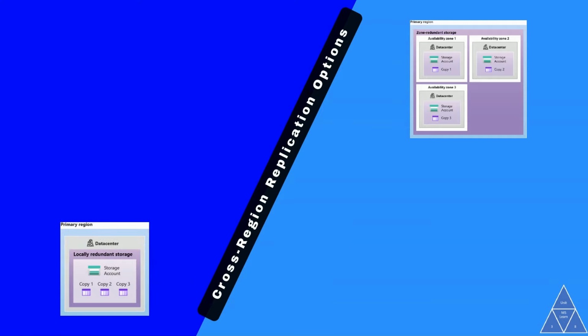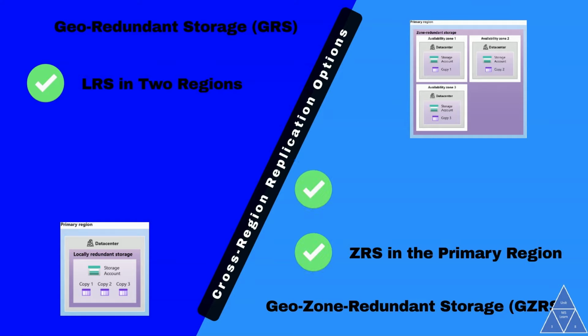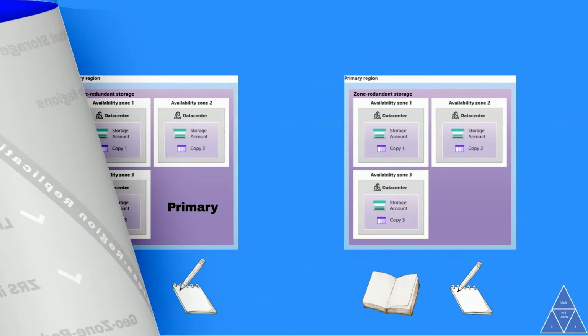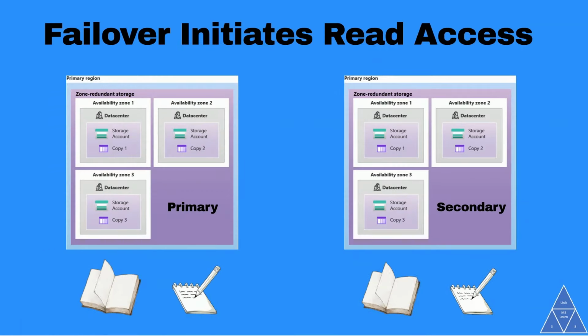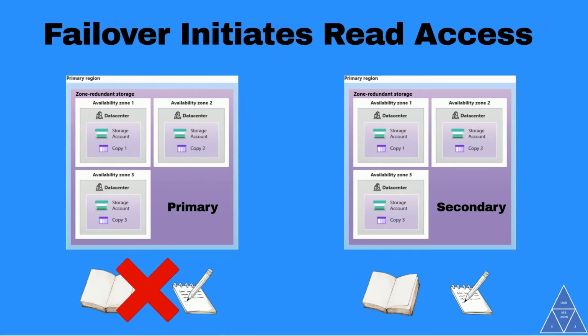Azure Storage offers 2 options for copying your data to a secondary region: Geo-Redundant Storage, GRS, and Geo-Zone Redundant Storage, GZRS. GRS is similar to running LRS in 2 regions, and GZRS is similar to running ZRS in the primary region and LRS in the secondary region. By default, data in the secondary region isn't available for read or write access unless there's a failover to the secondary region. You can fail over to the secondary region if the primary region becomes unavailable. After the failover, the secondary region becomes a primary region, and you can again read and write data.